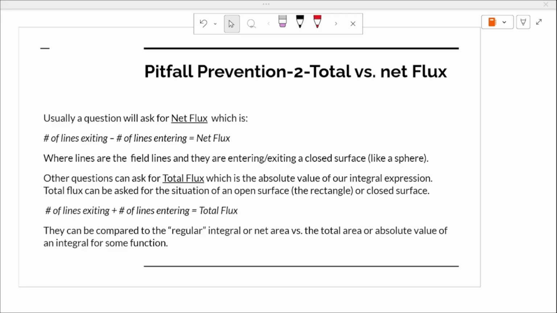Pitfall prevention 2, total flux versus net flux. The question we just did asked for the net flux, and the net flux is the total number of lines exiting a surface, subtract the number of lines entering the surface.